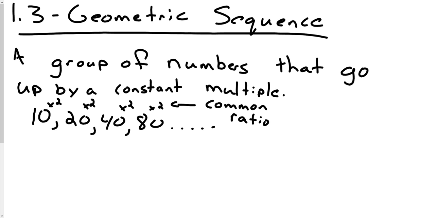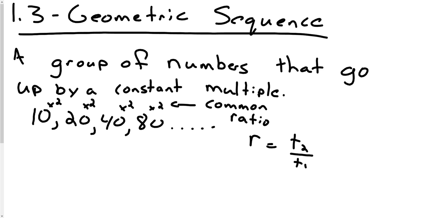And they use the symbol R for that in a formula that you're going to learn. Now, whenever you need to find your R value, all you do is go T2 divided by T1. Just like how we found the common difference, your D value going T2 minus T1, now you divide.